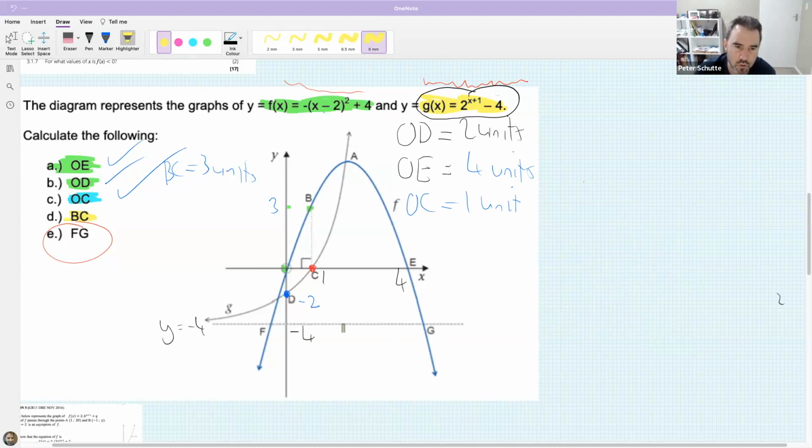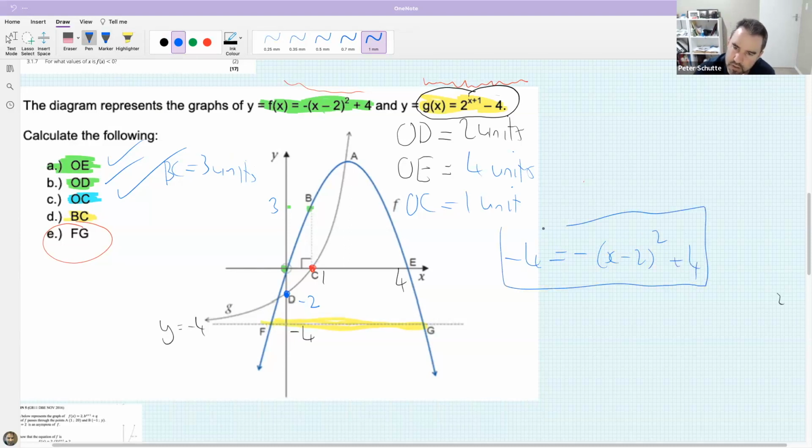Now, what I can do is I can say, look, that point F is on the parabola, and that point G is on the parabola. And I want to know when does that function equal minus 4. So what I'm going to do is I'm going to say, look, when is the parabola, which is this thing over here, equal to minus 4? And so if we solve this, we can figure out what F and G are. Now, I'm going to show you the longer way to do this because last time I used the quicker way.